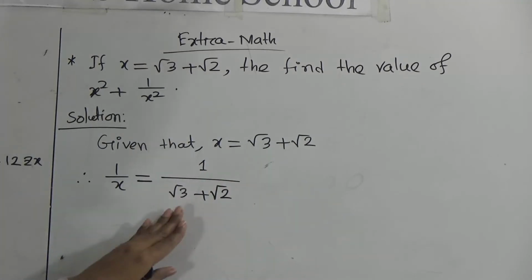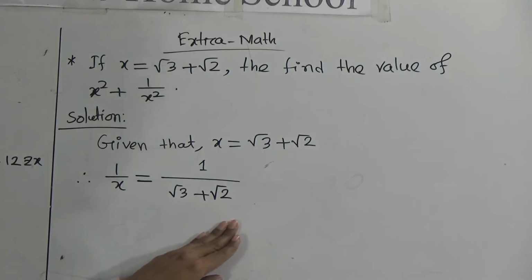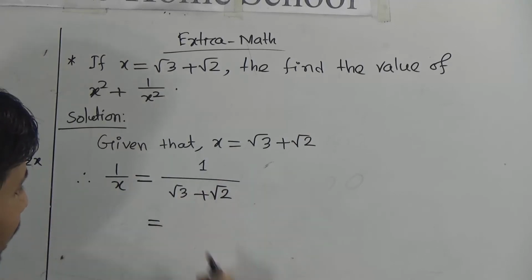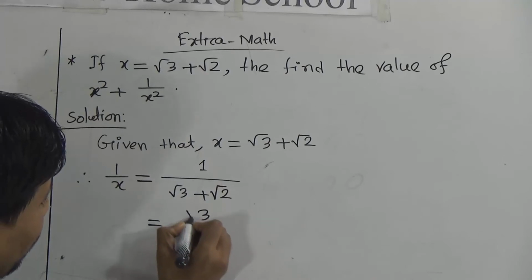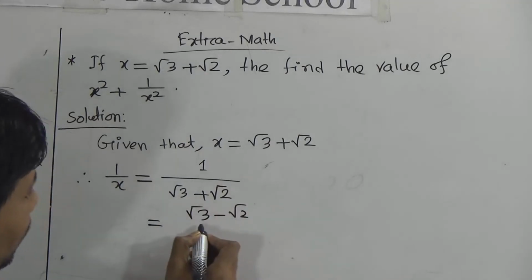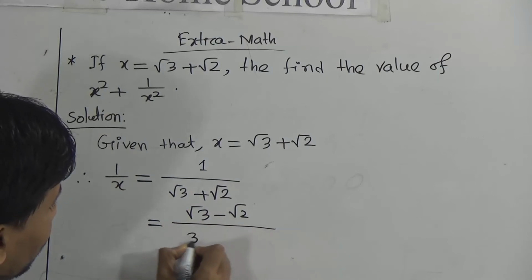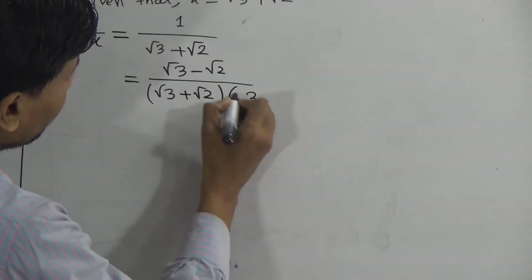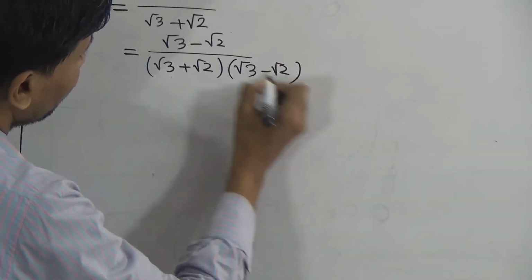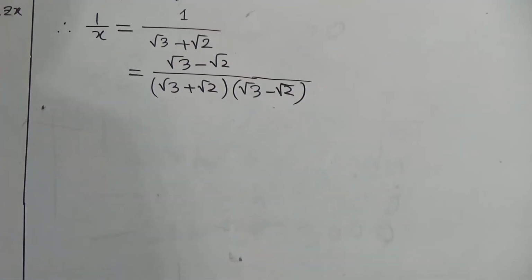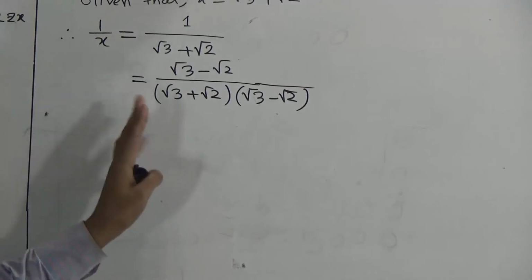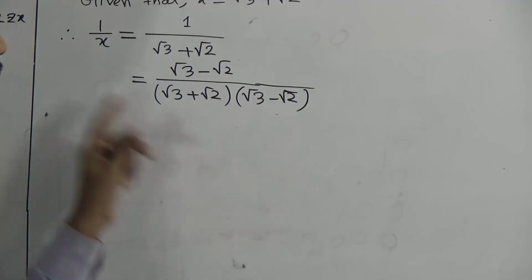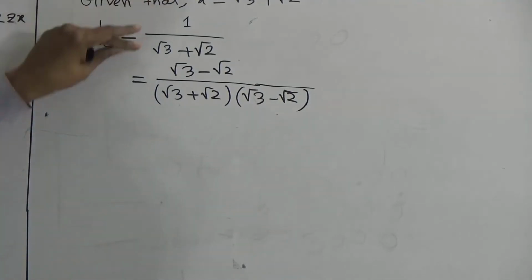Look, root 3 is bigger than root 2. Okay, so we have to write like this way. Then we have to multiply both numerator and denominator by root 3 minus root 2. Okay, look, root 3 plus root 2. Okay, look, if I cut this root 3 minus root 2 and root 3 minus root 2, then we will get the first term, that means 1 by root 3 plus root 2.